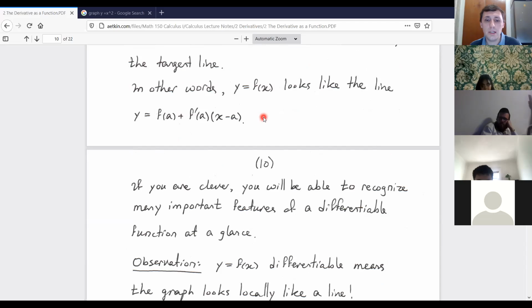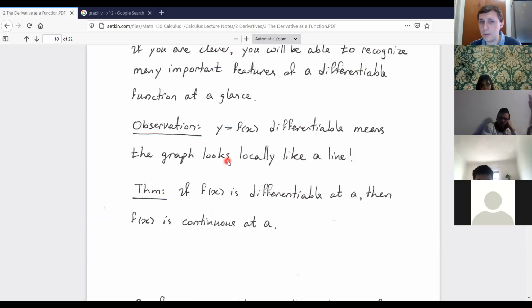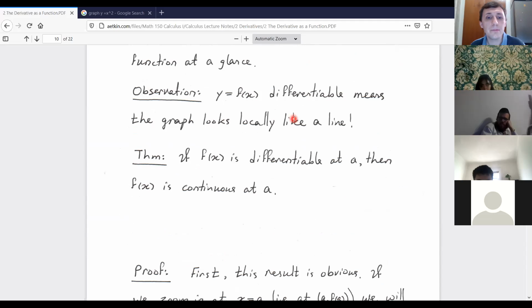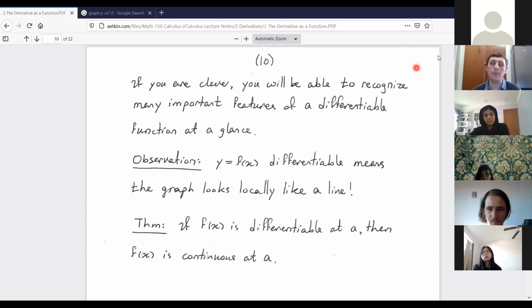So here is that observation again. If it's differentiable, it locally looks like a straight line. If you zoom in at another point, it would look like a different straight line. Do you understand? With a different slope, depending where you zoom in. So here is, guys, let me see how good your understanding is. I'm making a claim. If the function is differentiable at a point A, it is also continuous at that very point.